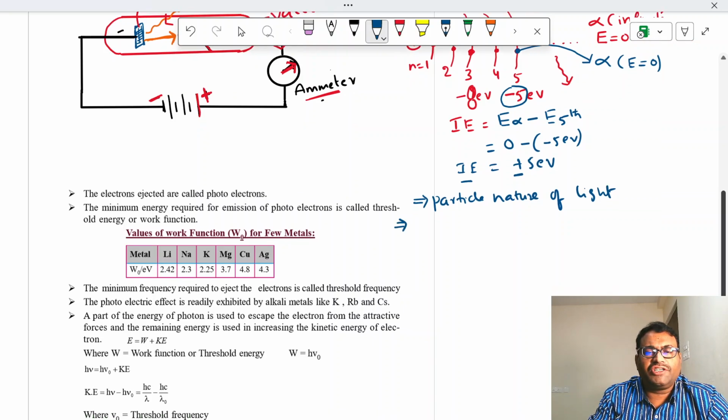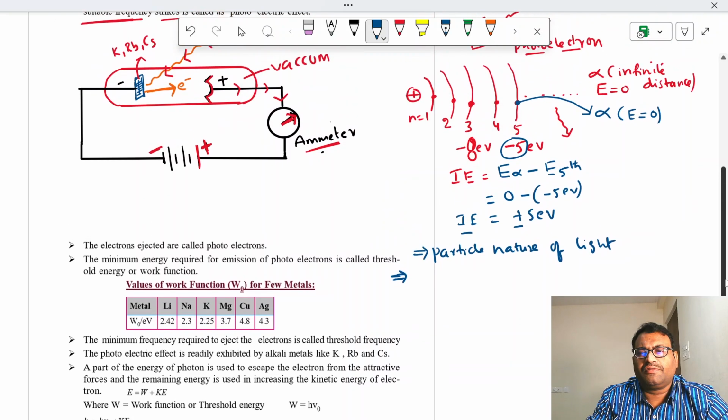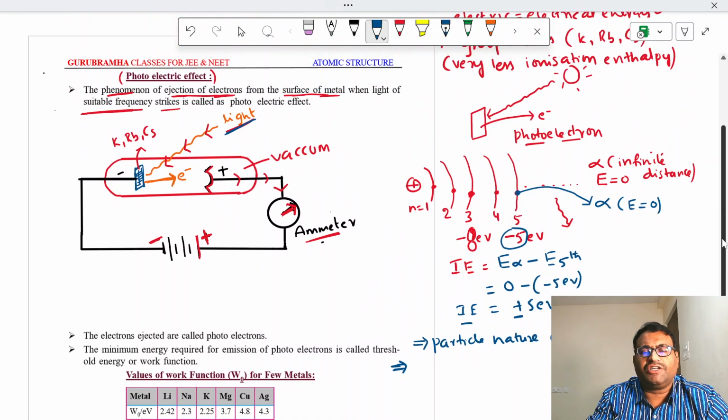So what natures does light possess? Both natures, particle nature as well as wave nature. Light possesses both the particle nature as well as the wave nature. So it also explains the law of conservation of energy.